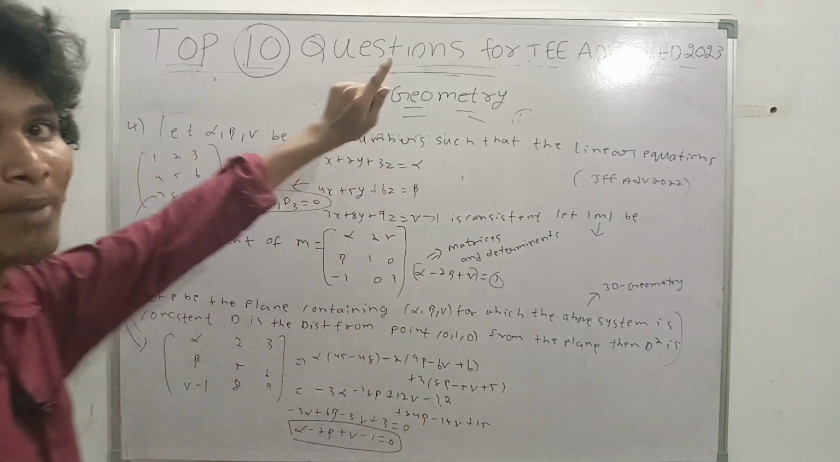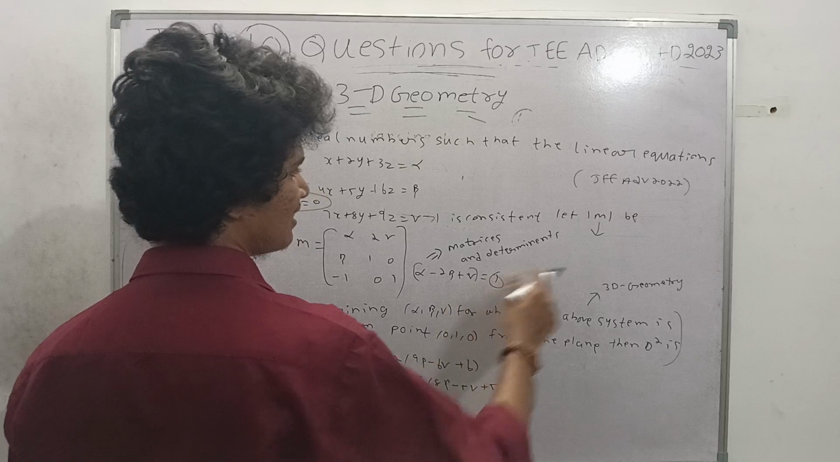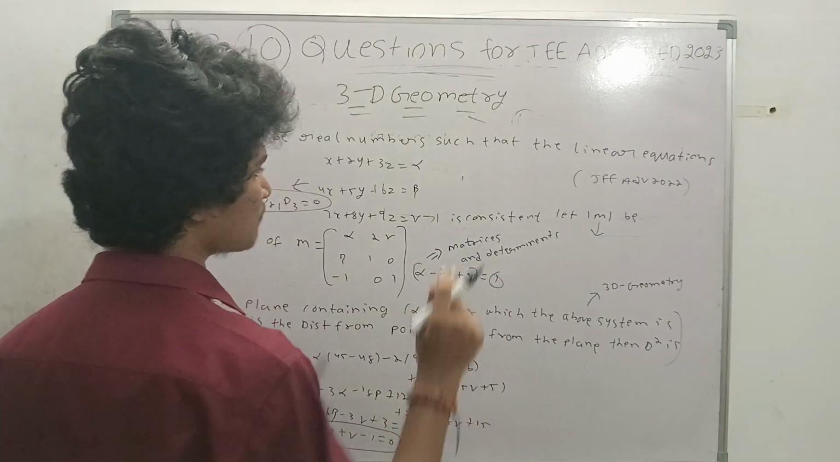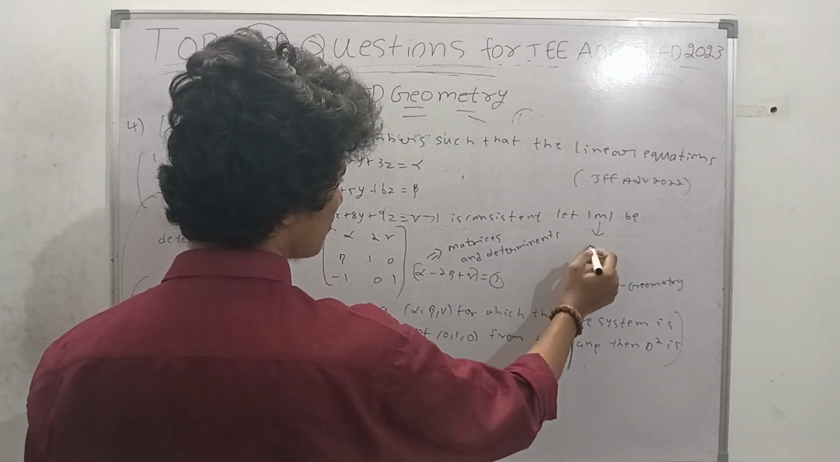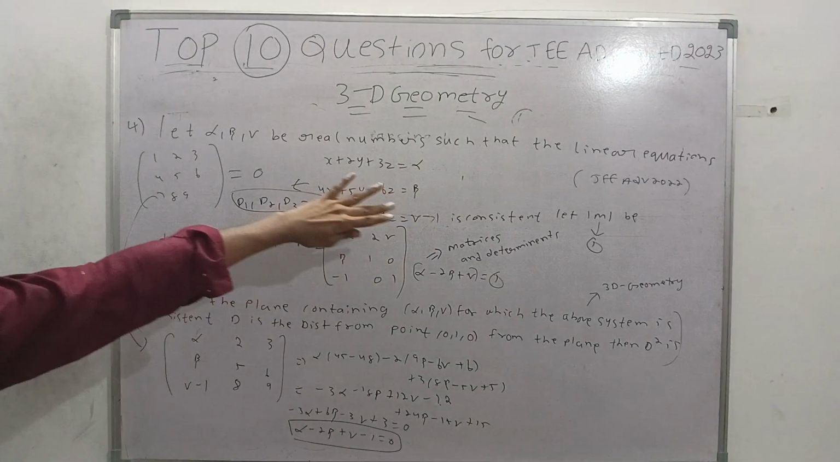This is the second part of the question. There is a first part of the question which I discussed in the Matrices JEE Advanced series. In the Matrices JEE Advanced series, the first question is this, finding the modulus of M. That is, the determinant of M is 1. This question is now also completed.